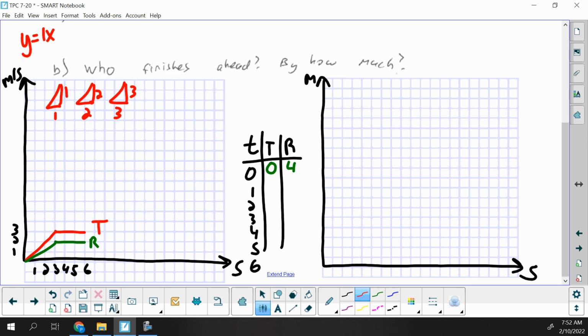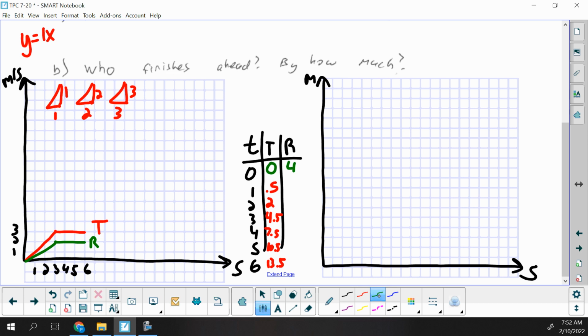1 times 1 is 1, divided by 2 is 0.5. 2 times 2 is 4, divided by 2 is 2. 3 times 3 is 9, divided by 2 is 4.5. When you're doing those triangles at the beginning, they include the previous triangles, so you're not adding them on. And then each second for Tango after that is a 1 by 3 rectangle. So we're adding on 3 more, so we have 7.5, 10.5, and 13.5.